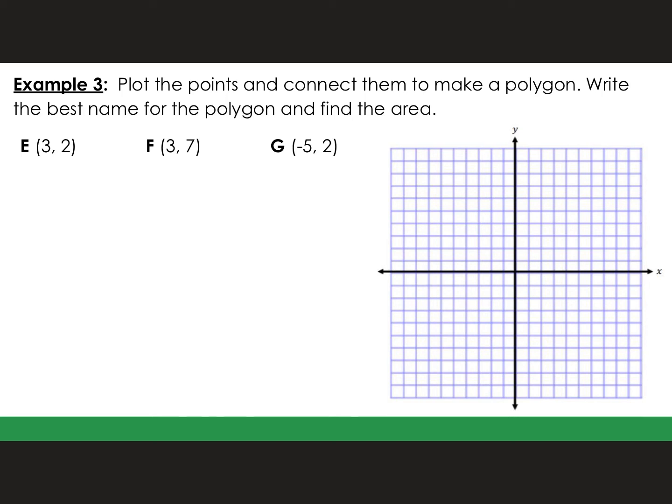So here we go again. We're going to plot the points on the coordinate plane and connect them to make a polygon. Write the name for the polygon and find the area. So the first point is 3, 2. And then 3, 7. And then negative 5, 2. So we got left 5, up 2.